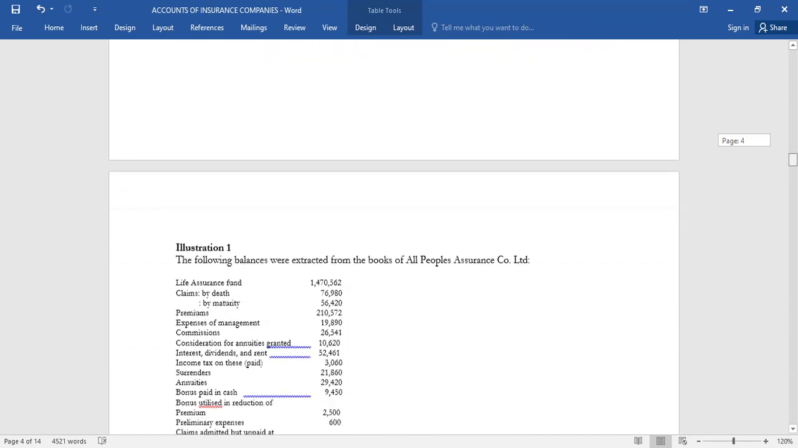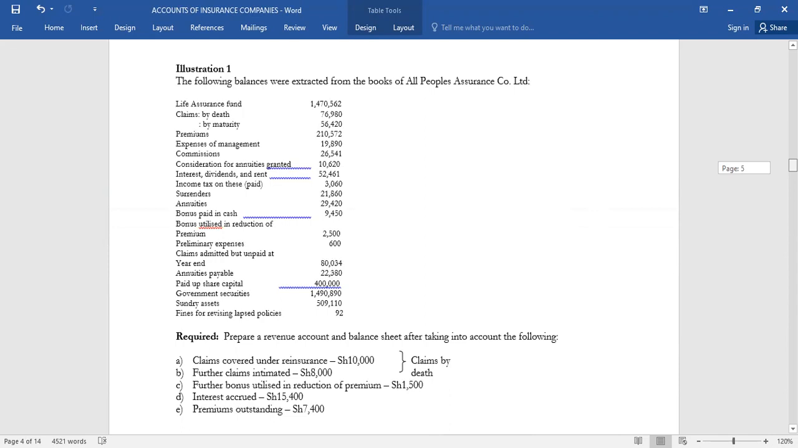I have an illustration here, illustration 1, and I've shared this in the portal. We've been told that the following balances were extracted from the books of All People Assurance Company. We've been given all these totals: claims by death, claims by maturity. So I'll expect that you'll go through the illustration.